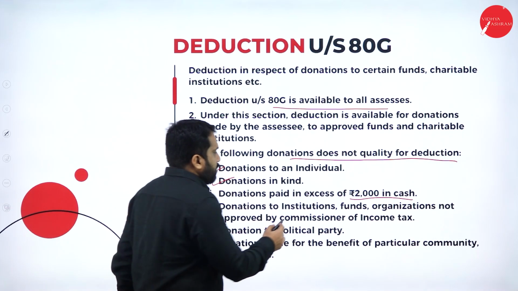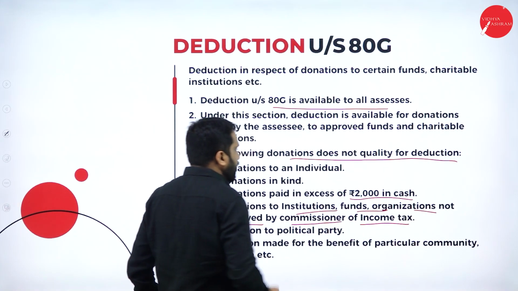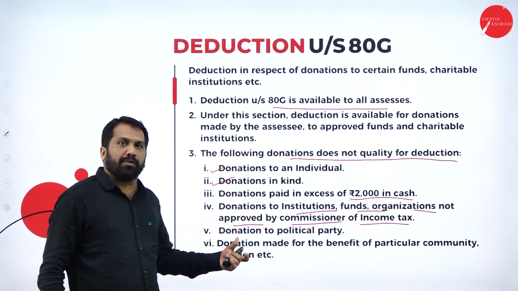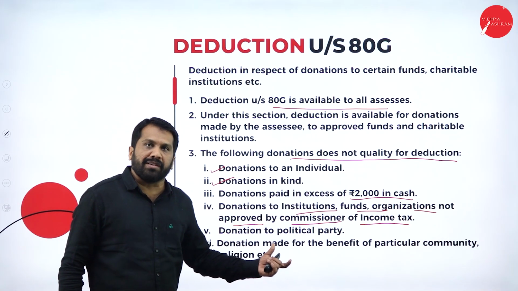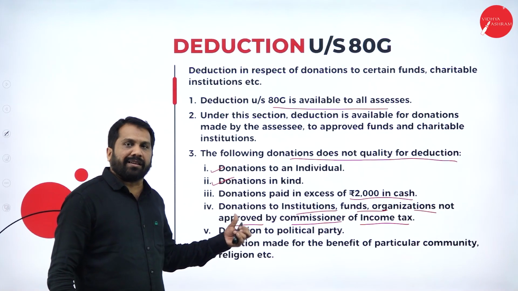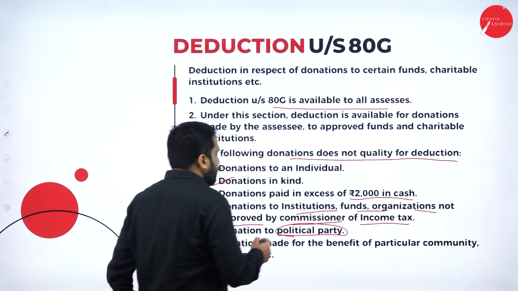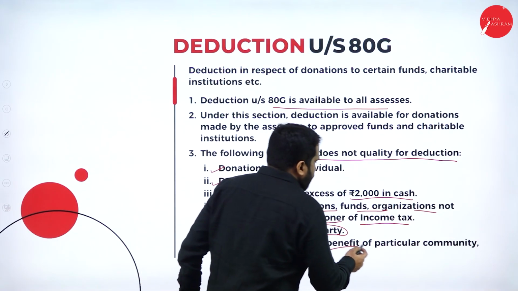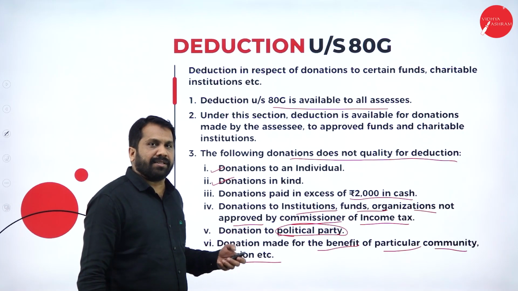Now, donation to an institution, fund, or organization not approved by the Commissioner of Income Tax. Where you are donating, that institution has to be approved by the Commissioner of Income Tax. If that institution is not approved, whatever you have given is your self-interest, and we don't consider that as a donation. Then, donation to a political party is not a donation. Then, donation made for the benefit of a particular community, religion, etc., also we don't call it a donation.